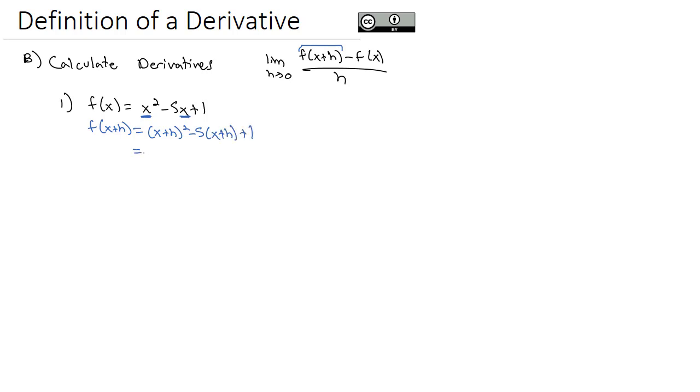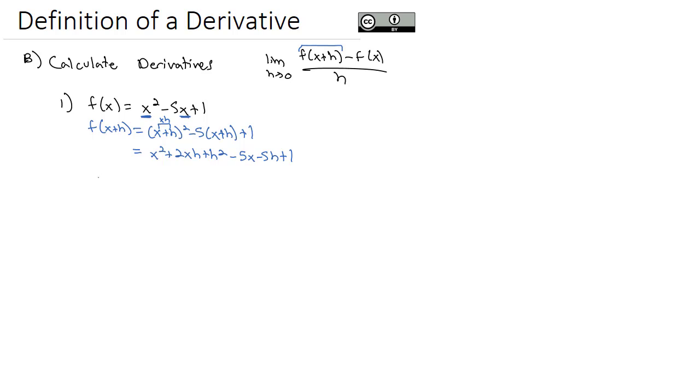And let's go ahead and simplify that by squaring, which is going to give us x squared plus 2xh plus h squared. Don't forget the middle term, which comes from multiplying them together and then doubling it. Distribute the 5. It gives us negative 5x minus 5h plus 1.